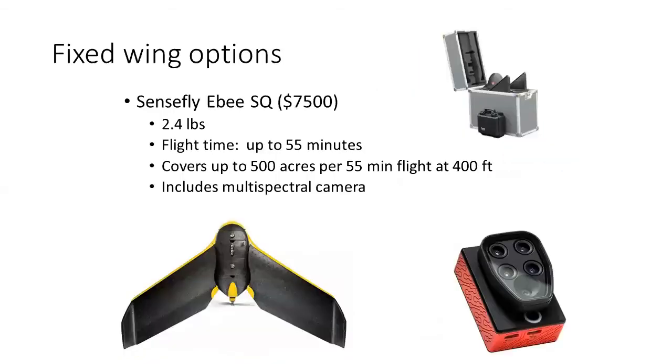So this is that drone that I showed on the previous slide. It's a SenseFly eBee SQ. It's got a price tag of about $7,500. In this case, it comes with a multispectral camera, and we'll get into this a little bit later. But essentially, there's a number of different sensors that are part of this camera. You can see them on the sensor in the lower right-hand corner, and they basically take images at different wavelengths of light.